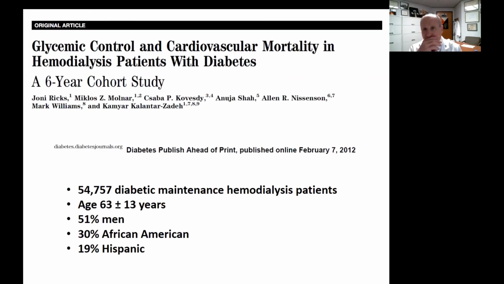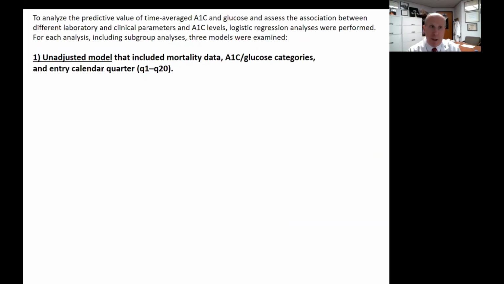Let me take you through the data from Dr. Cam Kalantar-Zadeh, published in 2012 in almost 55,000 dialysis patients, a mix of African Americans, Hispanics, Caucasians, where he felt hemoglobin A1C did predict outcomes. And I'm going to show you the flaws in the logic of that study in my mind. Now, he analyzed the data several ways.